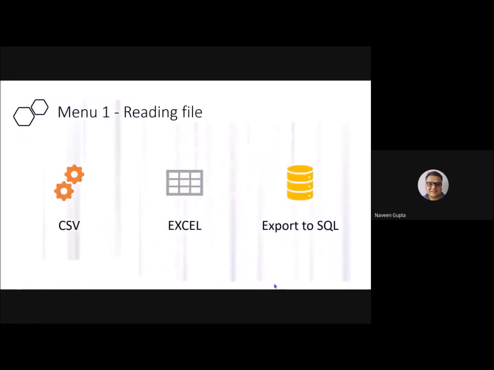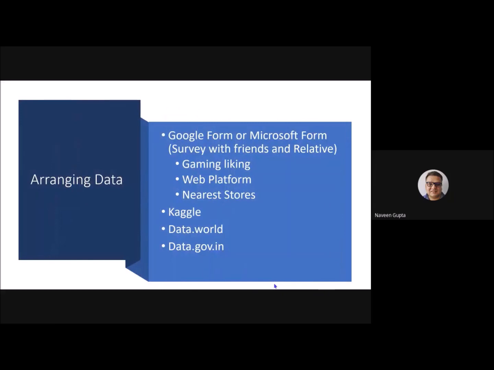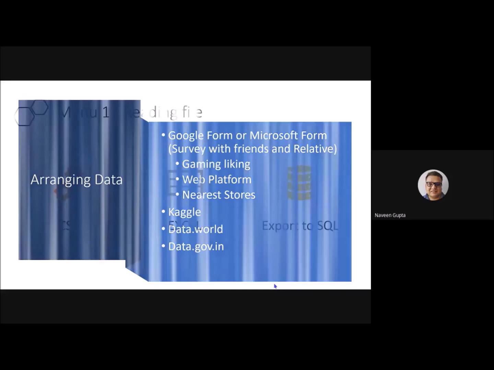Then there is the web platform. Web platform means he can get the data from some websites, like I have written here: Kaggle, Data World, and data.gov. Or he can go to the nearest store to collect a real-life data set wherein he can get the information, what products they are selling and all that.